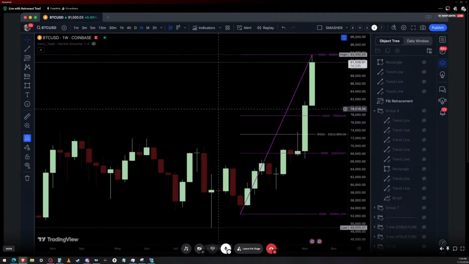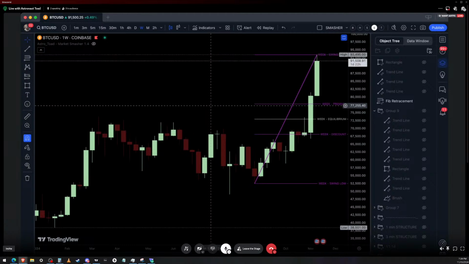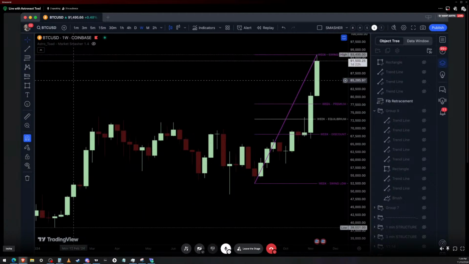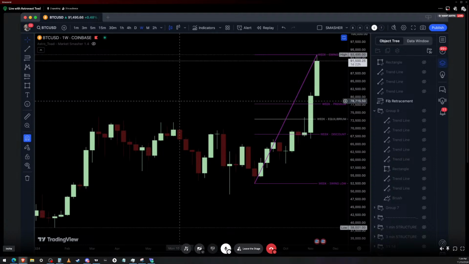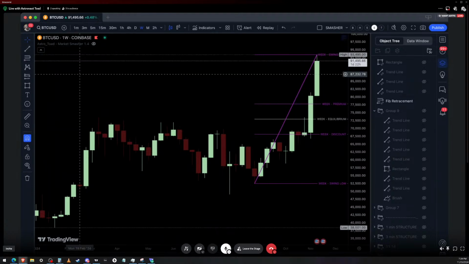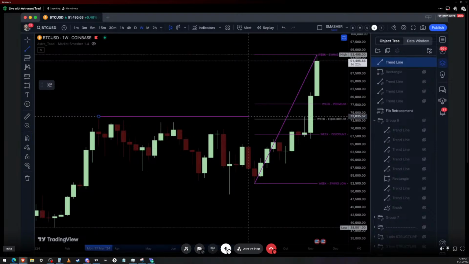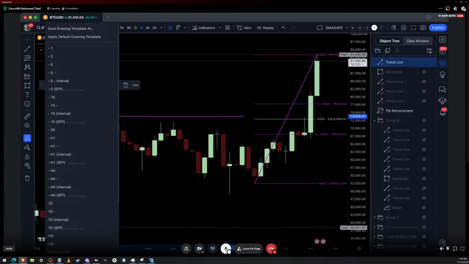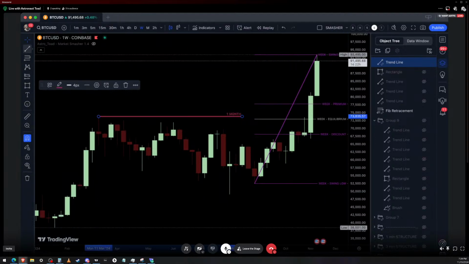Let's analyze this price action here. Okay, what do we have? My market structure that I was talking about, I look for the high. This is obviously a high. I called it a month, and then this is a low.